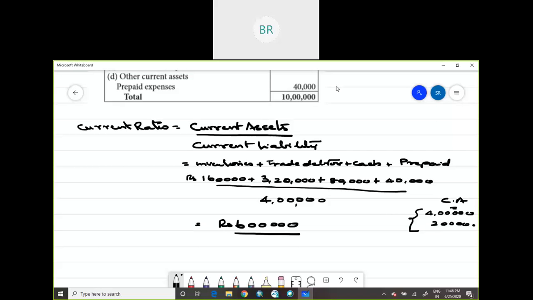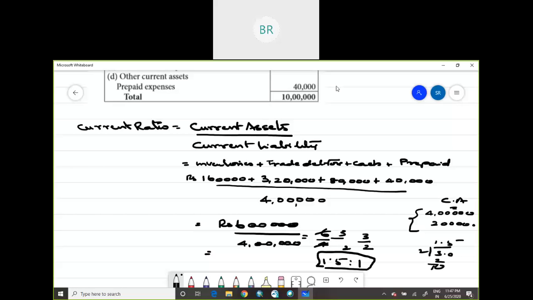6 lakhs divided by your current liability, which is 4 lakhs. Now let us simplify it. So the zeros cancel out. 6 by 4, 2 goes here 3 times and 2 goes here 2 times. So you have 3 by 2. Now how to simplify it? You can divide 3 by 2. 2 will go once. Again you have 1, take a 0, decimal point 5. So 1.5 is to 1. This is your ratio. We are expressing it in quotient form. So that is your current ratio.